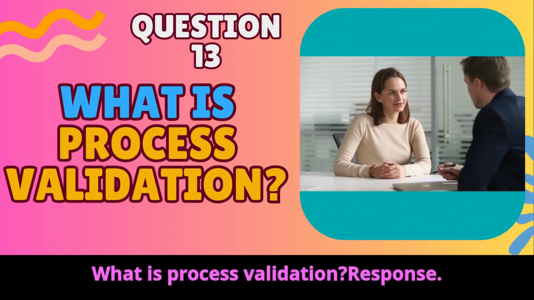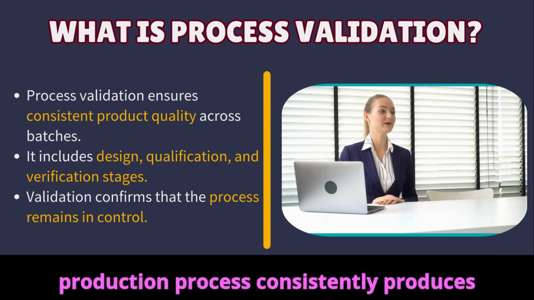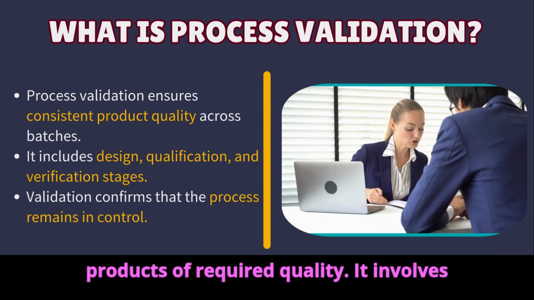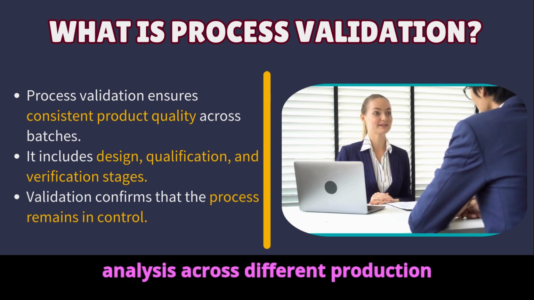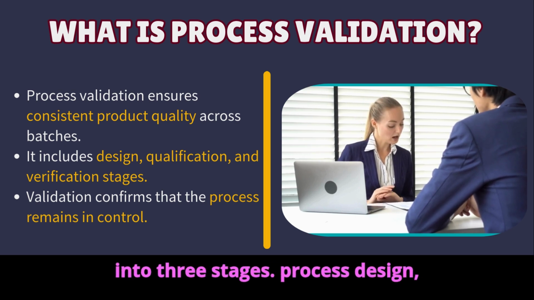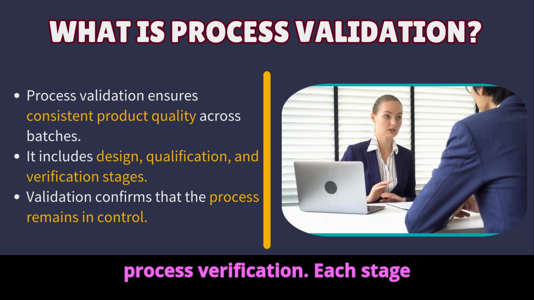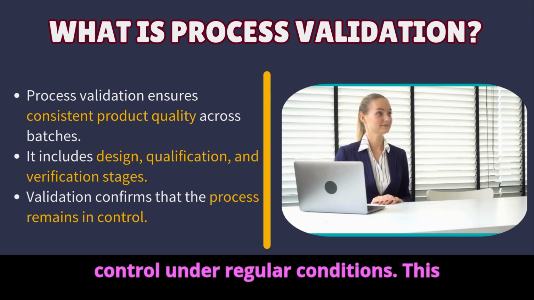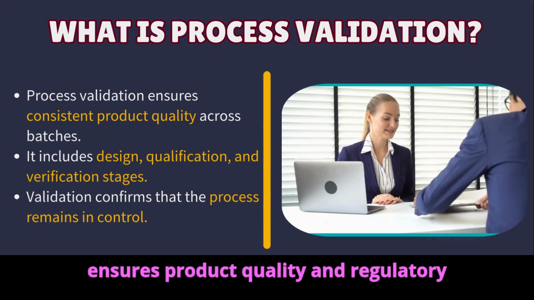Question 13. What is process validation? Response. Process validation confirms that a production process consistently produces products of required quality. It involves detailed testing, data collection, and analysis across different production stages. Process validation is divided into 3 stages: process design, process qualification, and continued process verification. Each stage demonstrates that the process remains in control under regular conditions. This ensures product quality and regulatory compliance.